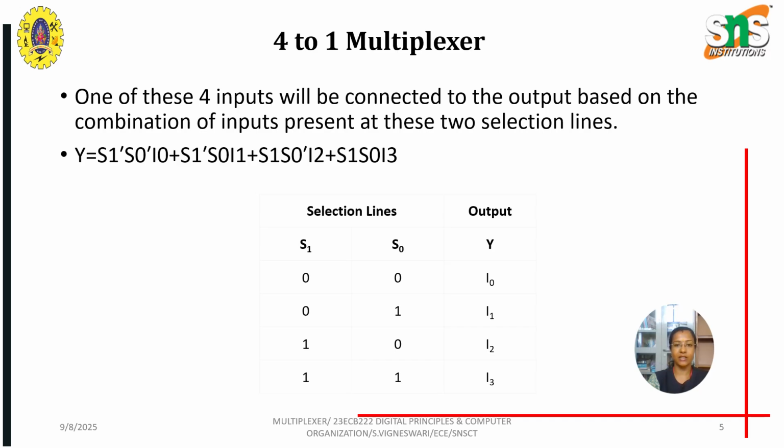When selection lines S0 and S1 both are 0, output Y is I0. When the selection line S0 is 1 and S1 is 0, the output Y is connected to I1. When S0 is 0 and S1 is 1, the output is connected to I2. And when S0 and S1 both are 1, the output Y is connected to I3.